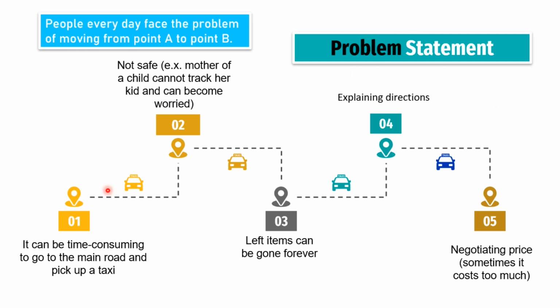And problem statements. So, it can be time-consuming to go to the main road and pick up a taxi. Not safe, like, a mother of a child cannot take her kid and can become worried. Left items can be gone forever. Explaining directions, negotiating price. So we are comparing our product with a traditional way of booking taxis, like paputnye taxi. You will just go to the street and, using your hands, shake hands, and the taxi driver will stop and say, "Hey bro, where do you want to go?" You say, "This place, like the square." He will say, 5,000 sums. You'll say, "No, 3,000 sums." "No, 5,000 sums." He'll say again, "Okay, deal, let's go there." And he will take you from the place and bring you to the square, and he will get 5,000 sums from you. So this is a traditional taxi, okay? And we are comparing with this one and want to change the market.